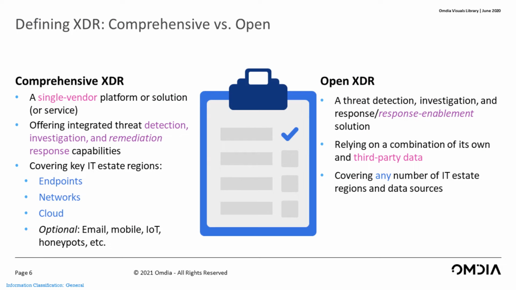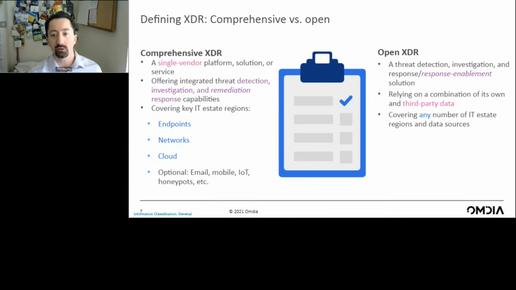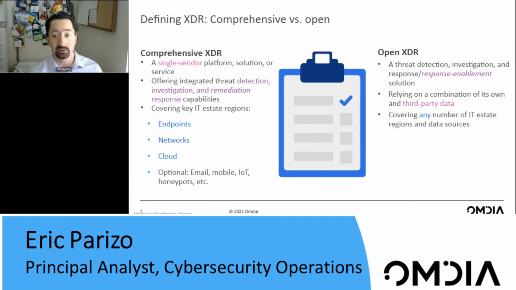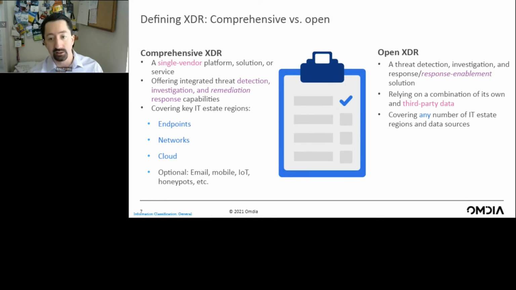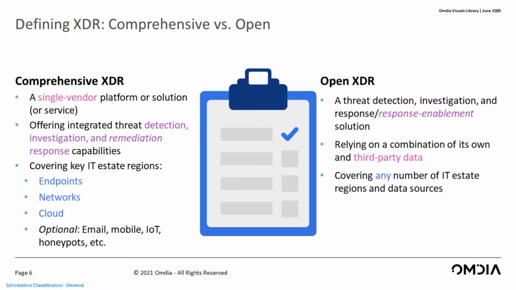Now, the other type of XDR is open XDR. This is a TDIR that relies on a combination of its own and third-party data to detect threats, conduct investigations, and initiate response action. So here, when I say response, the XDR solution could actually conduct the response itself, as in comprehensive, or it could provide response enablement, basically sending a request for a response via an integrated third-party solution.